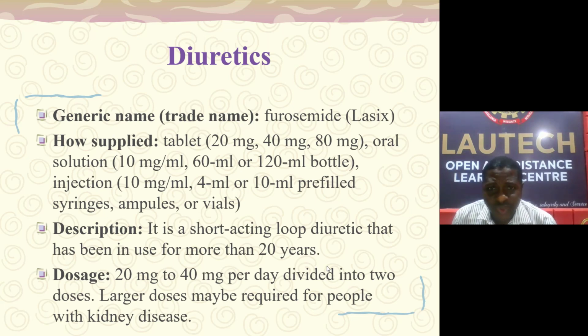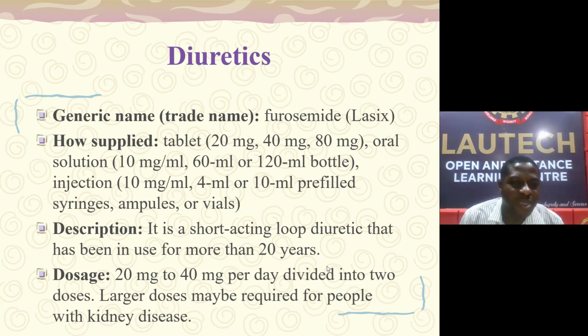Now, another example of loop diuretics is furosemide, that is Lasix, and this is being supplied in tablet form of 20 milligram, 40 milligram, 80 milligram. We have an oral solution of 10 milligram per ml, in 60 ml per bottle or 120 ml per bottle. Then we still have the injectable form of this drug, which is 10 milligram per ml of 4 ml per ampoule or 10 ml prefilled syringe ampoules or vials.